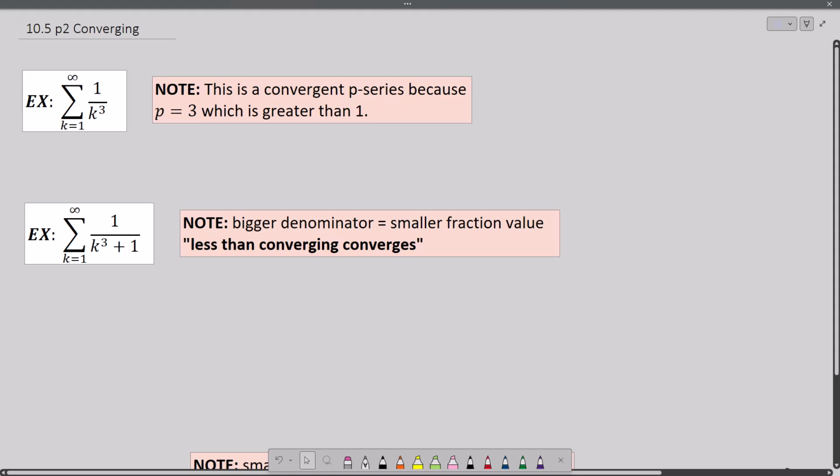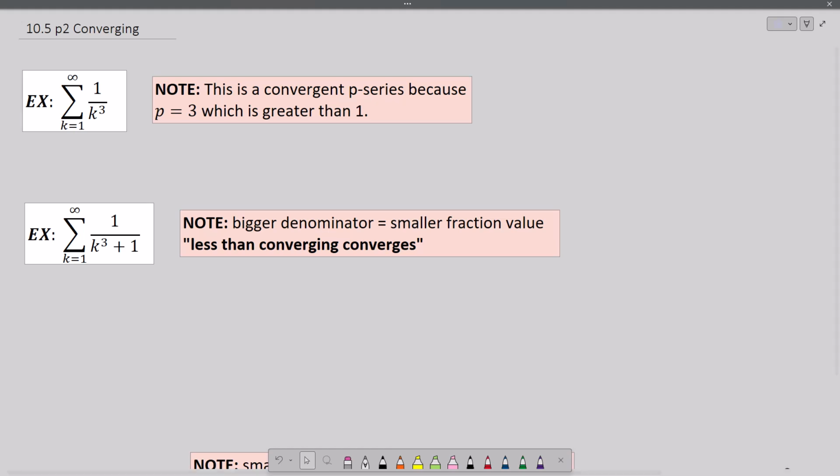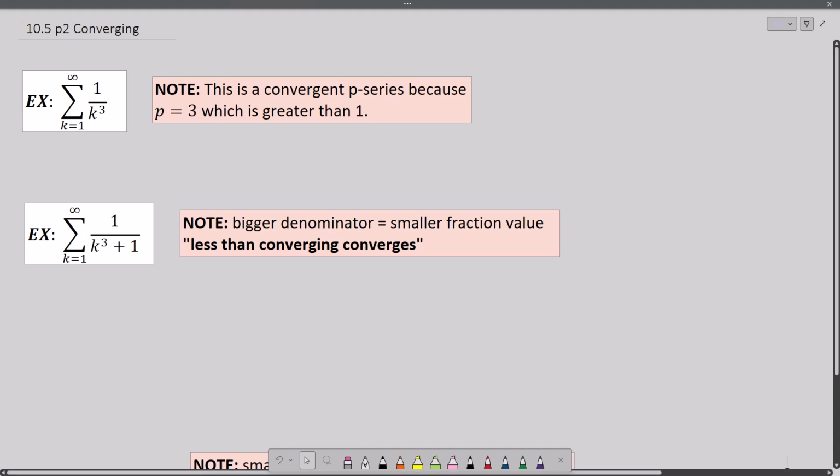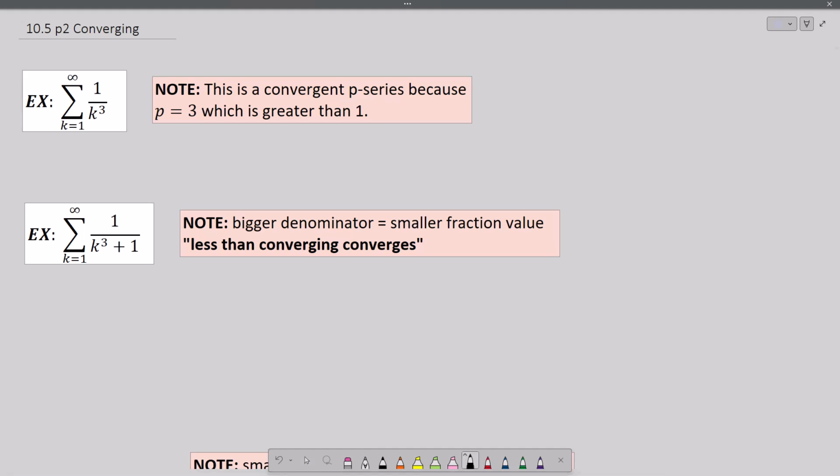P series. P is 3. It's greater than 1. Therefore, it converges. So that's a convergent P series. So this is the a sub k series. So that's a sub k. I'm sorry, b sub k. B sub k is the one we know. It's a basic series. It's a series we know. So that's b sub k. This is the a sub k, the one we're analyzing. We want to know, does that converge or diverge?